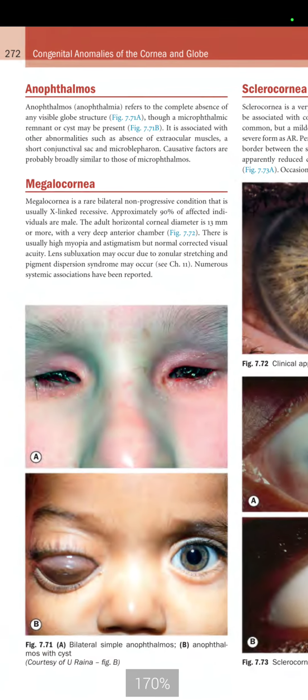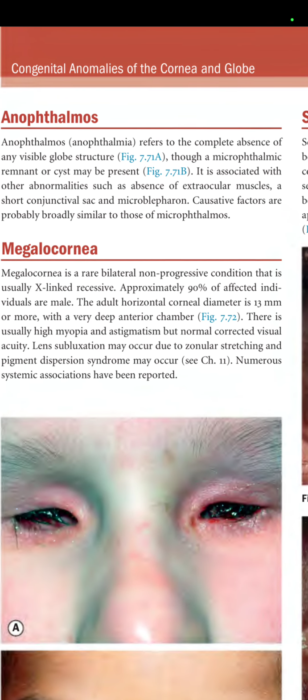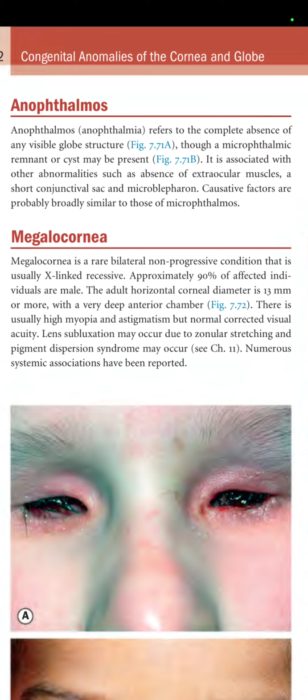Anophthalmos. Anophthalmia refers to a complete absence of any visible globe structure, though a microphthalmic remnant or cyst may be present. It is associated with other abnormalities such as absence of the extraocular muscles, a short conjunctival sac and microblepharon. Causative factors are probably broadly similar to those of microphthalmos.